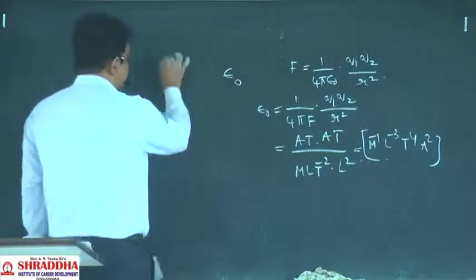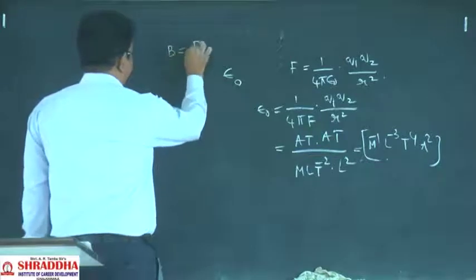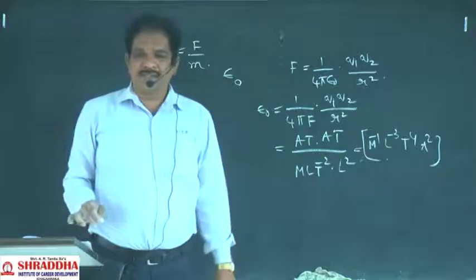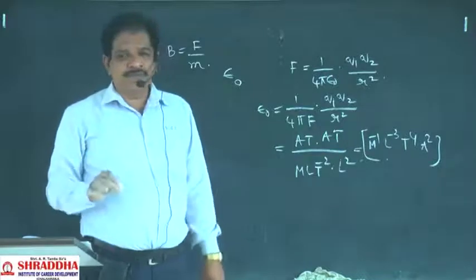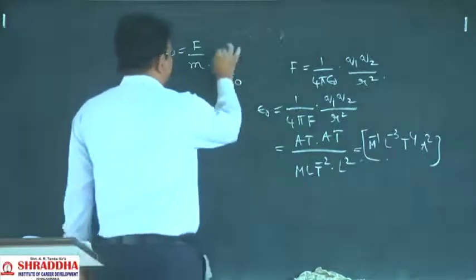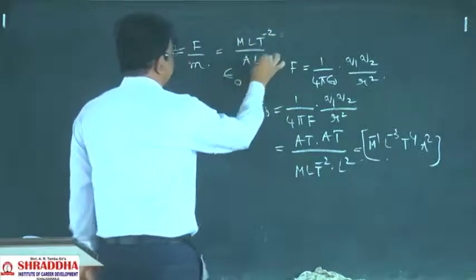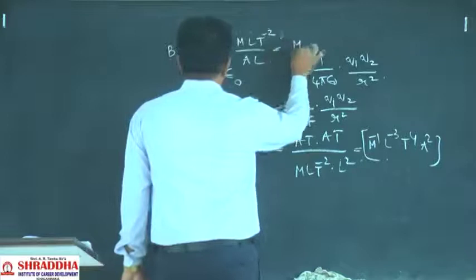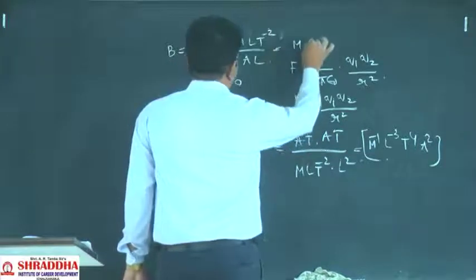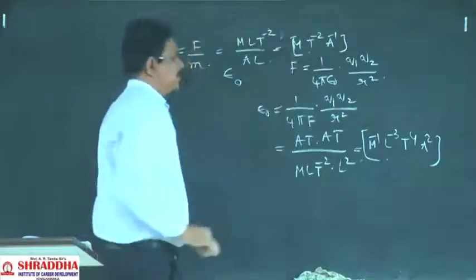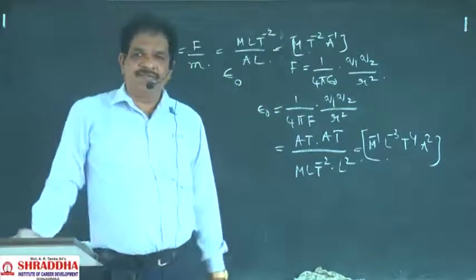B is equal to F by M, magnetic induction. If you are not remembering this, F by M, at least you remember the formula. F value M L T power minus 2, this is A L. So, M T power minus 2, A power minus 2. Like this. That is the way.